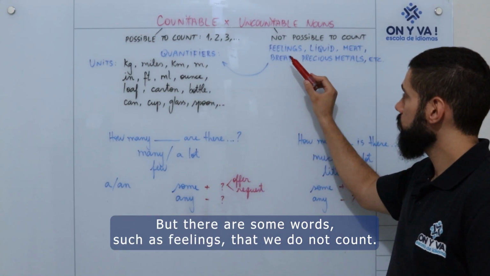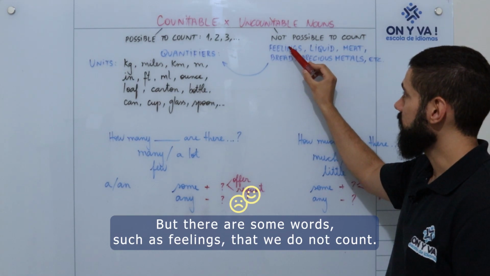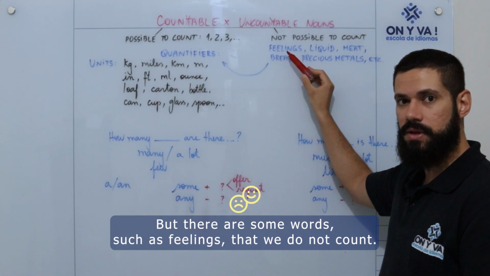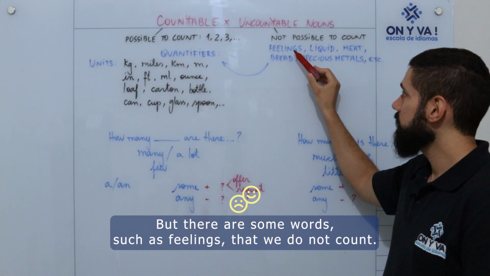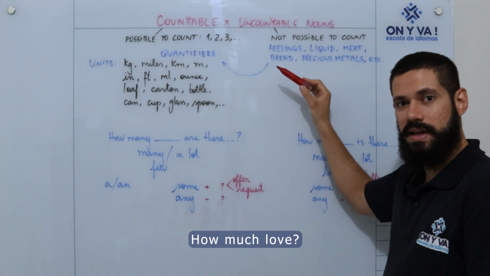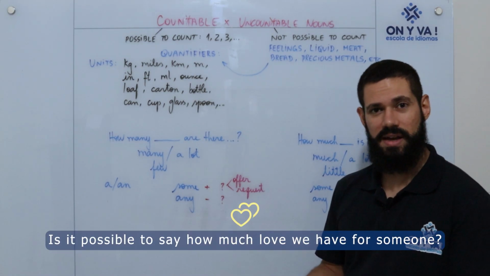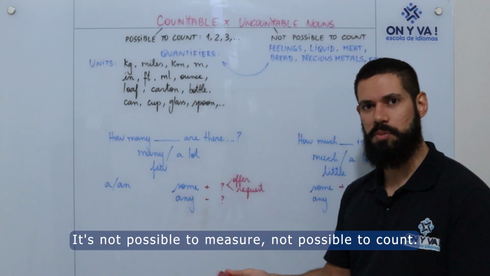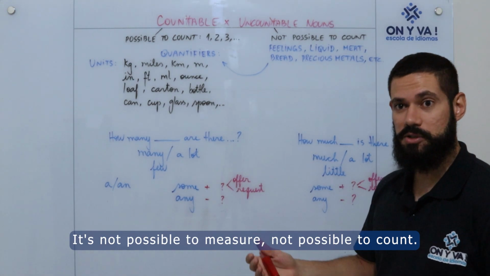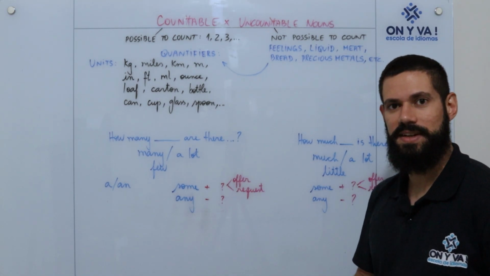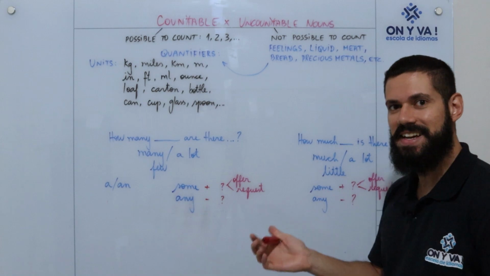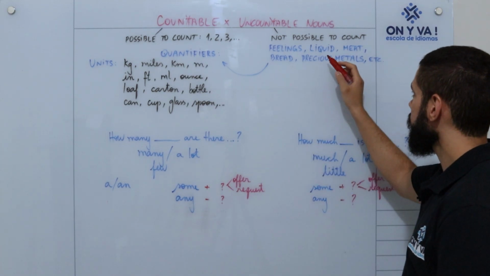But there are some words like feelings, like love or patience. Some feelings that we don't count, like how much love. It's possible to say how much love we have for someone, but it's not possible to measure. It's not possible to count love, 4 or 5. It's just not possible to count.